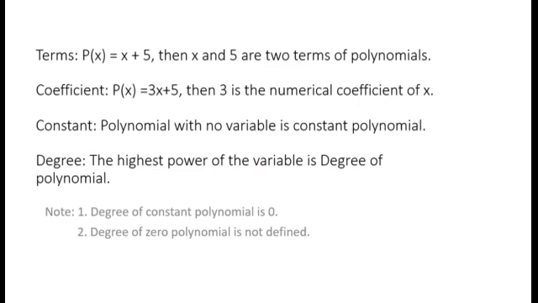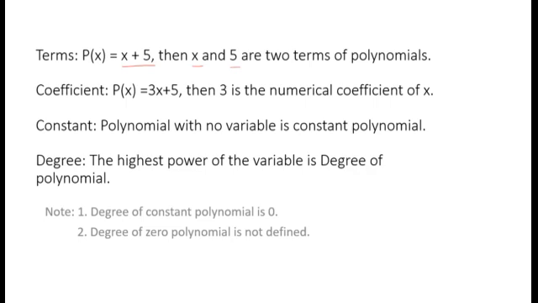There are some terminologies that we generally use in polynomials. The very first one is terms. If I talk about x plus 5 being a polynomial, there are two terms, which are x and 5. Terms are separated with a plus or a minus sign.